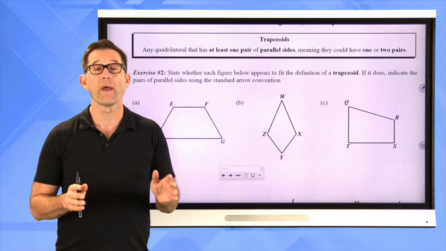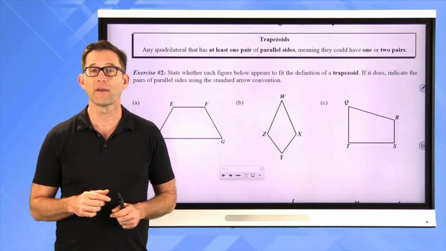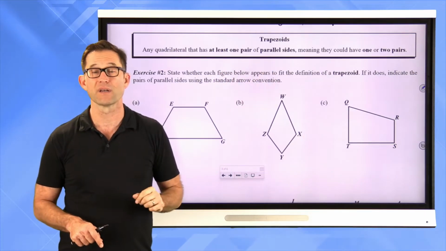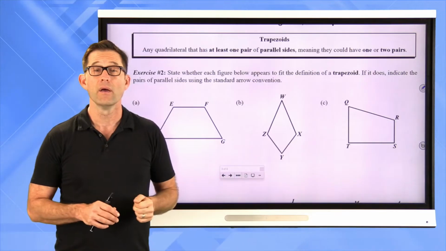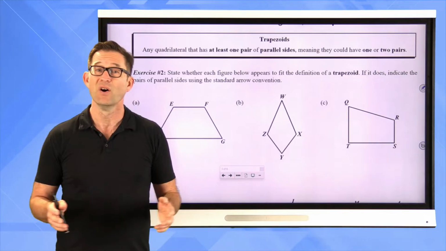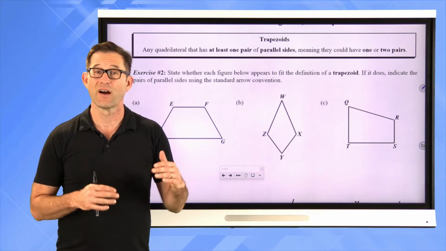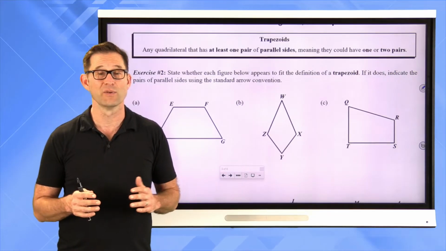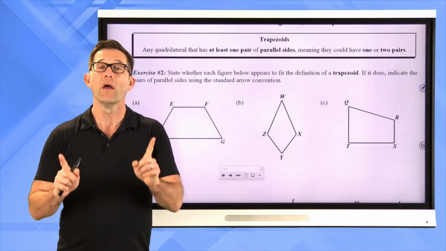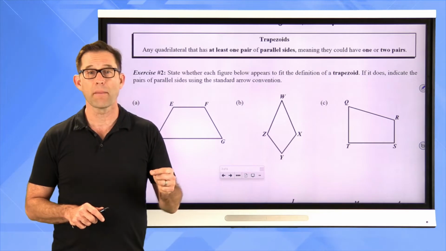So now, the way that the trapezoid is defined through the Common Core State Standards is that it's a quadrilateral that has at least one pair of parallel sides, which means it could have one pair, but it could also have two pairs of parallel sides. It can't have three pairs of parallel sides because in a four-sided figure, any two sides are either opposite of each other or adjacent to each other, and therefore you can only have two pairs of parallel sides.